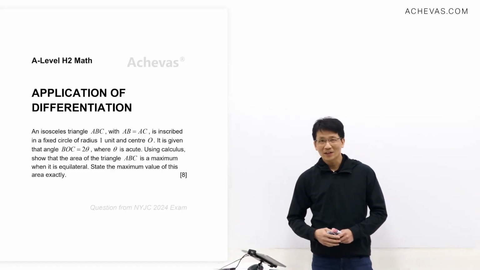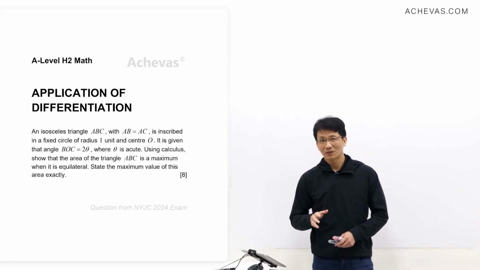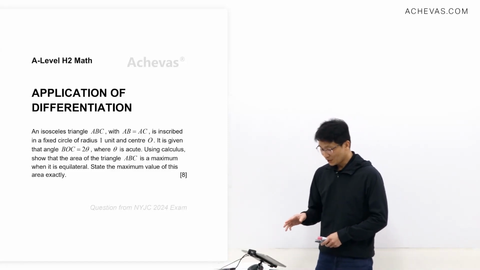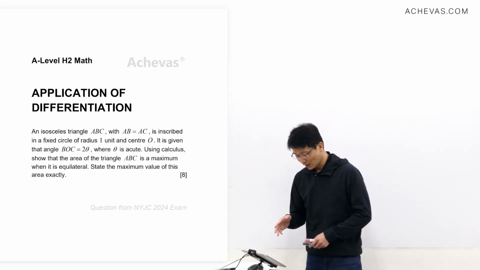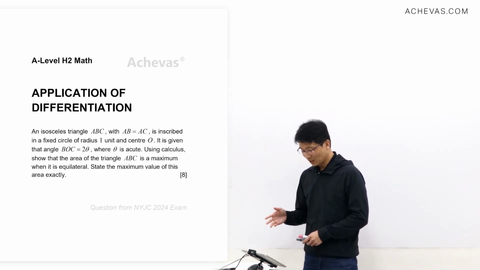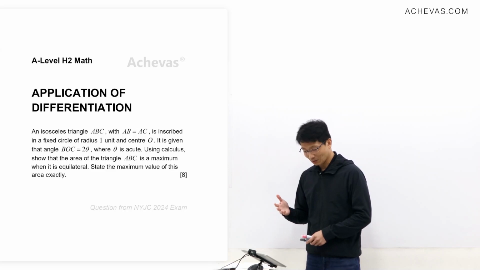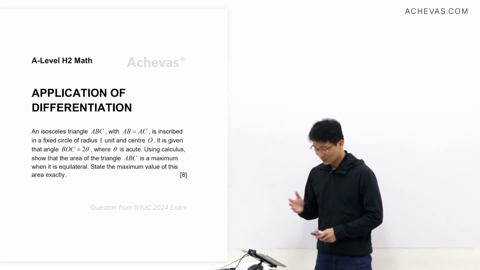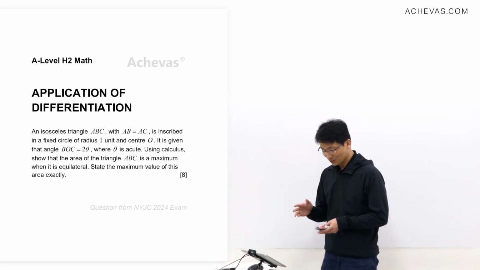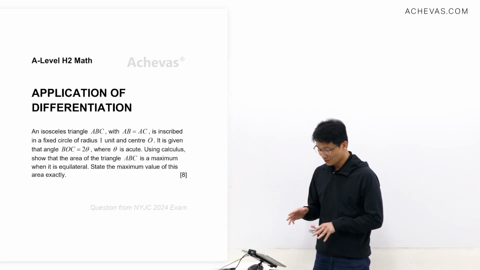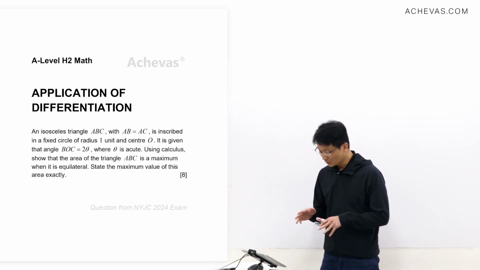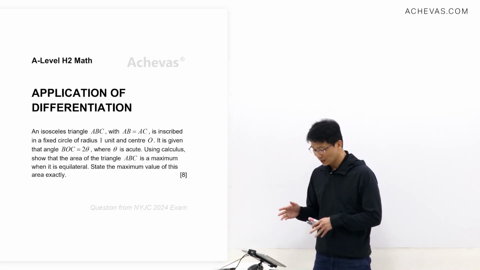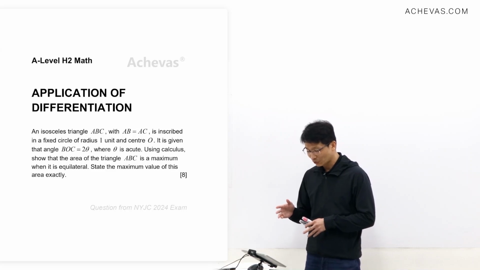Okay, so today let's take a look at a question on application of differentiation. In this question, it says that an isosceles triangle ABC with AB equal to AC is being inscribed in a fixed circle of radius 1 and center O. It's given that the angle BOC is equal to 2 theta, and using calculus, you are supposed to show that the area of the triangle ABC is a maximum when it is equilateral.